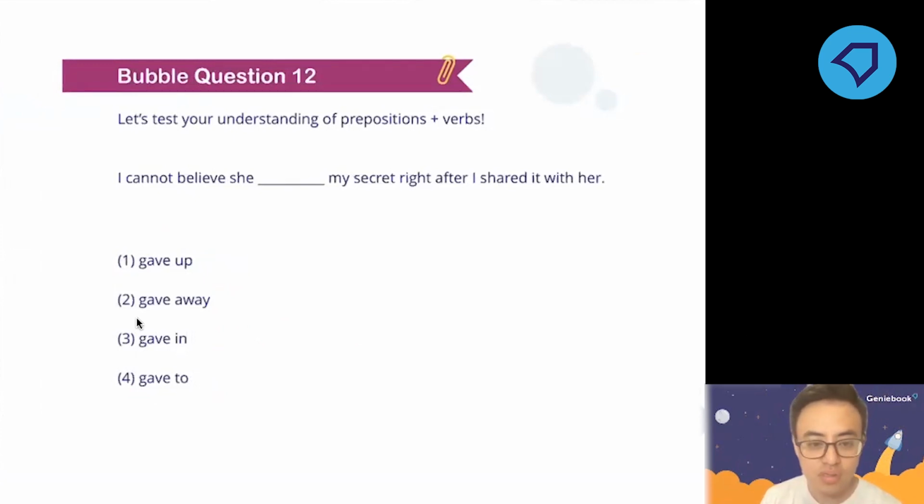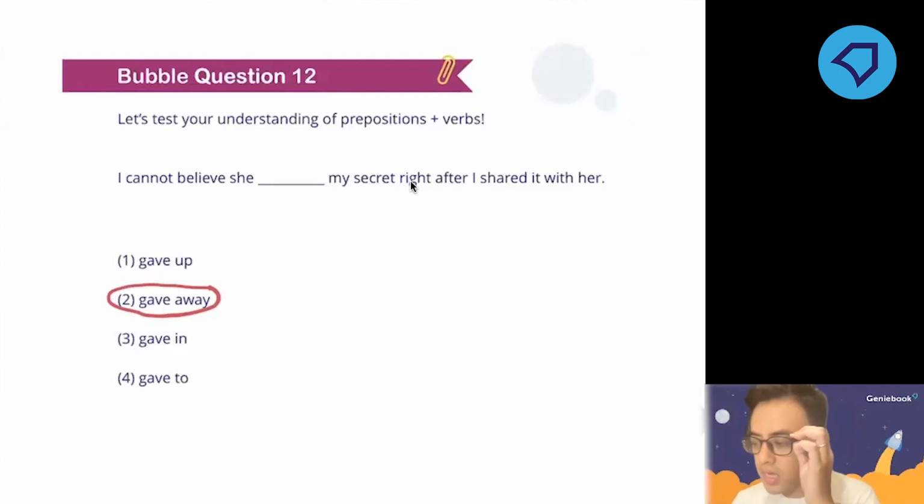So we have a good 100 plus. Well done. Good correct answers. I cannot believe she gave away my secret. Okay, "gave up" has a different meaning. "Give" is a very good phrasal verb. "Give up" means to surrender. "Give in" means to succumb.